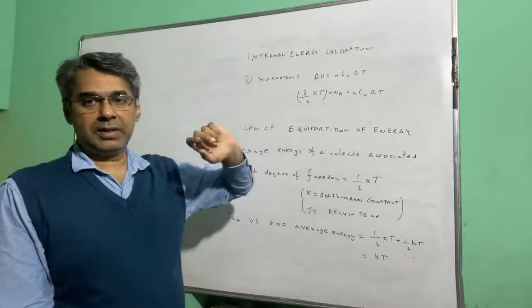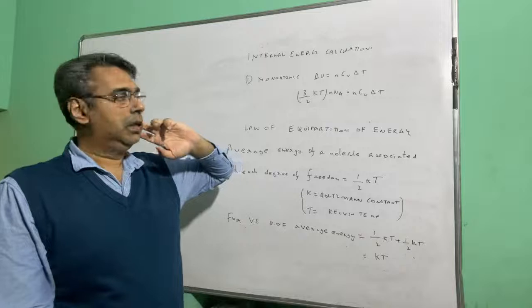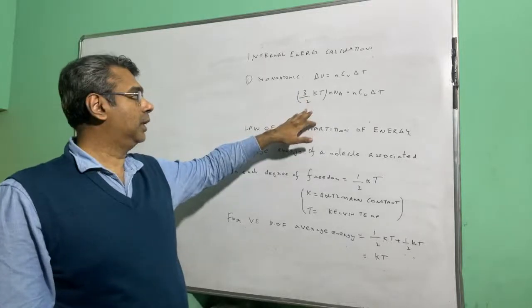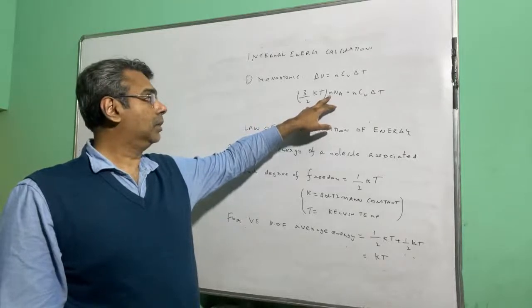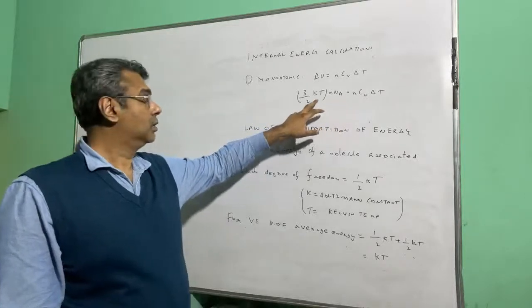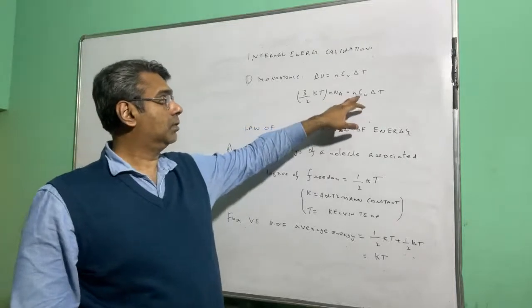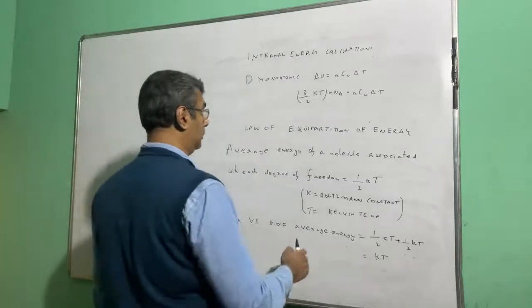So monoatomic has 3 degrees of freedom, and for each degree of freedom it is half kT. So for 3 degrees of freedom it will be 3 times half kT, so 3 by 2 kT into the number of molecules. Number of molecules will be number of moles into Avogadro. So 3 by 2 kT into number of moles into Avogadro is equal to number of moles into Cv into delta T.